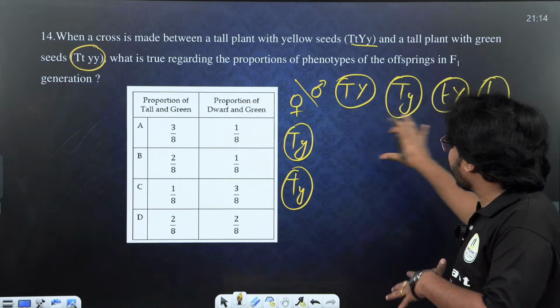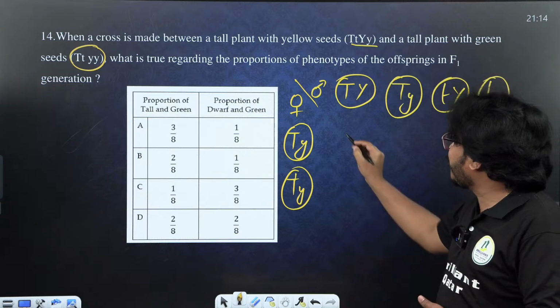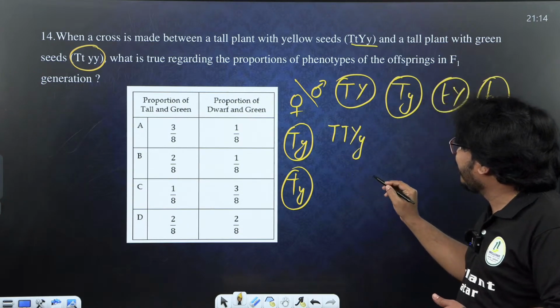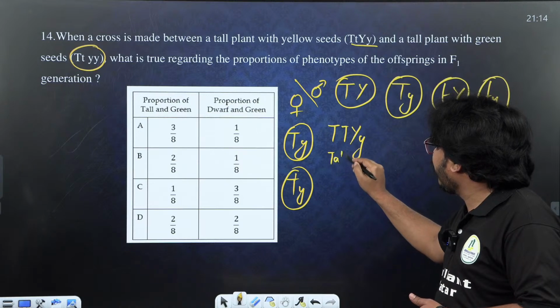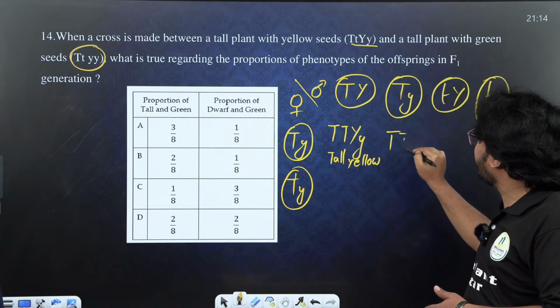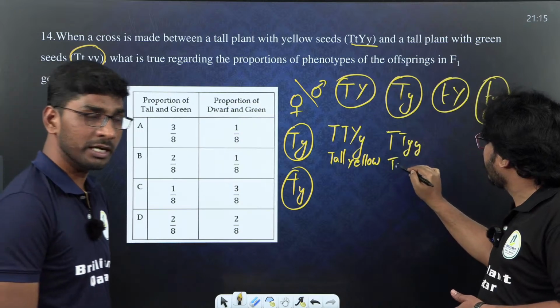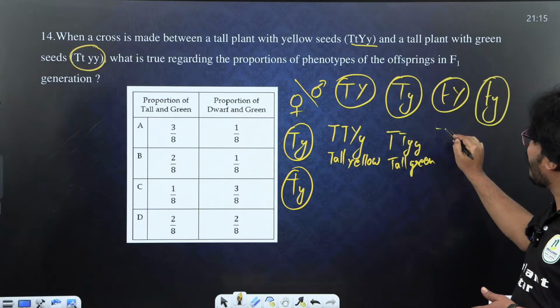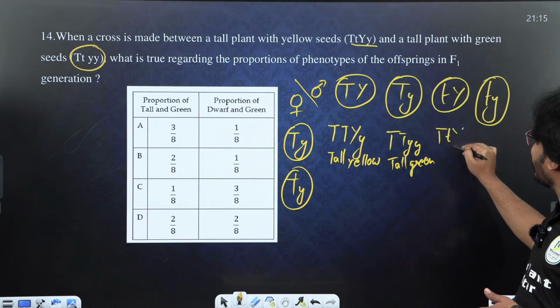Now let's see what the phenotypes and genotypes are. What do you think the first box is? Capital T, capital Y, small y. Yes, tall and yellow. Then this one, capital T, small y, so tall and green. Come on, comment, students. Keep commenting. If you are solving and getting the answer, please comment.